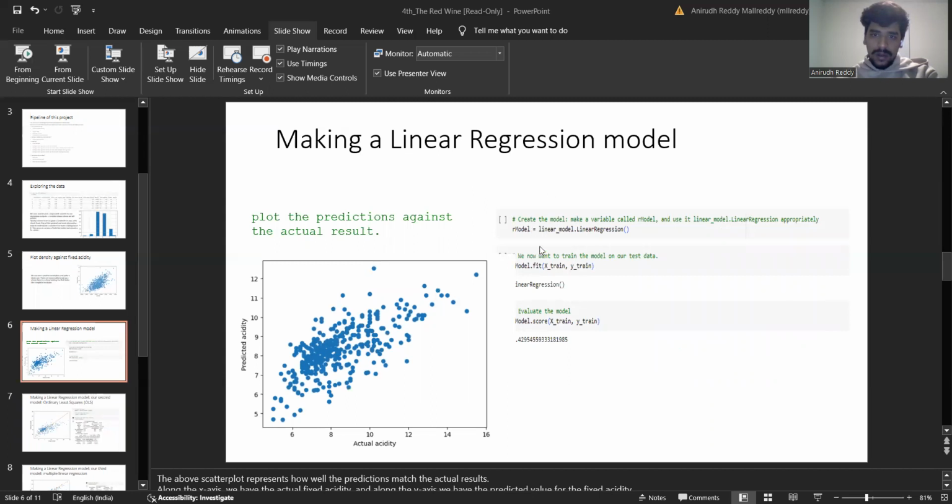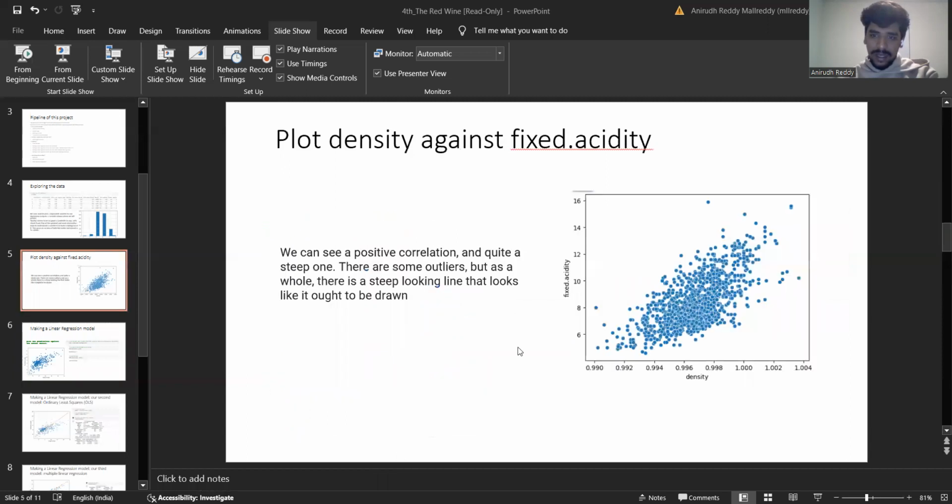So I have started the code by creating a model, making a variable called R model, and it uses a linear model regression approximately. I have plotted predictions against the actual results. This is predicted acidity and this is actual acidity. You can see the difference over here and here. You can see a lot of dots over here.